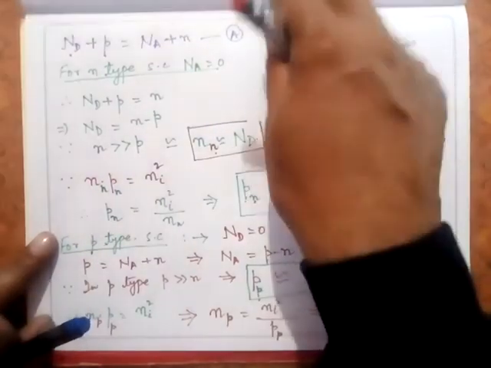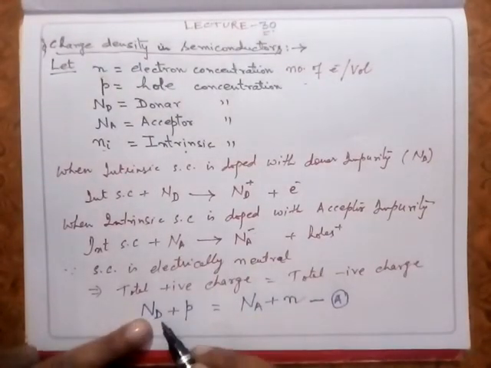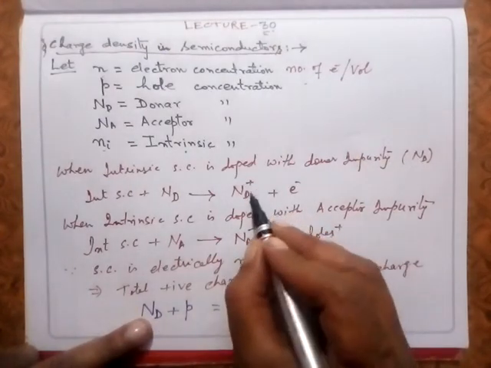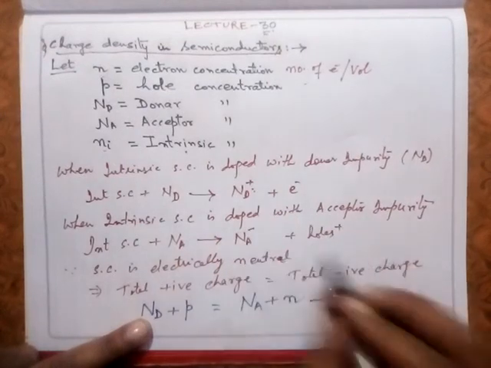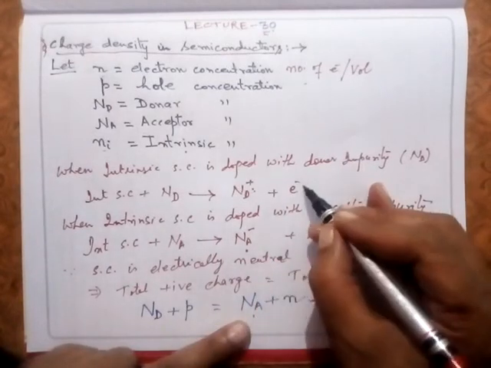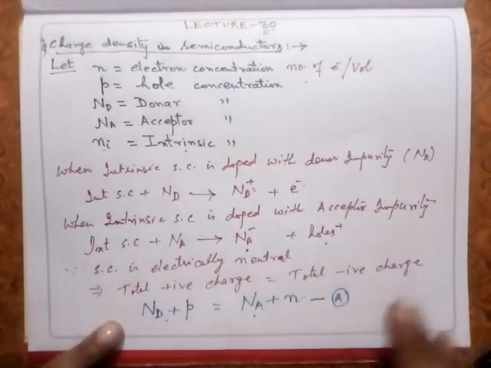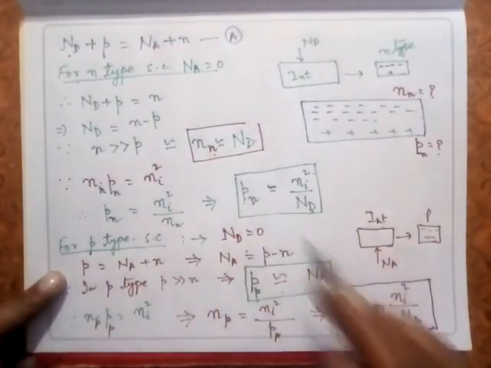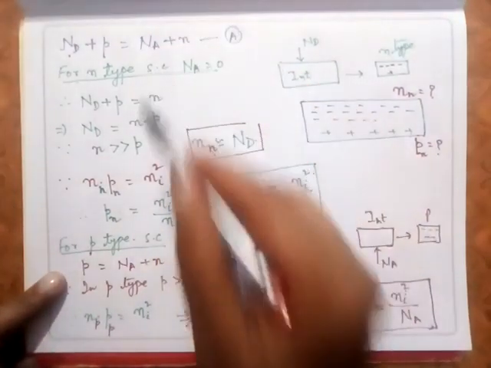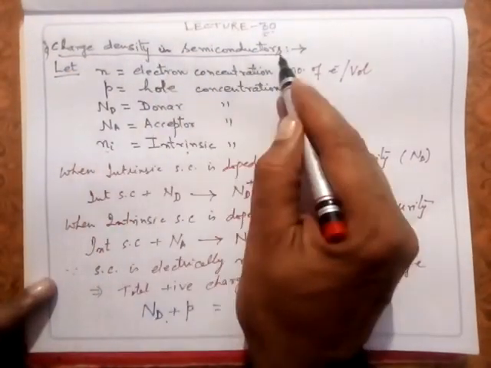The main point is that we apply the charge neutrality condition here. Total positive charge is equal to total negative charge. The positive charges are the positive donor ions and holes, and the negative charges are the negative acceptor ions and the electrons. From here we have derived the majority and minority charge carriers in semiconductors, whether intrinsic, n-type or p-type, which in general is called the charge densities in semiconductor.